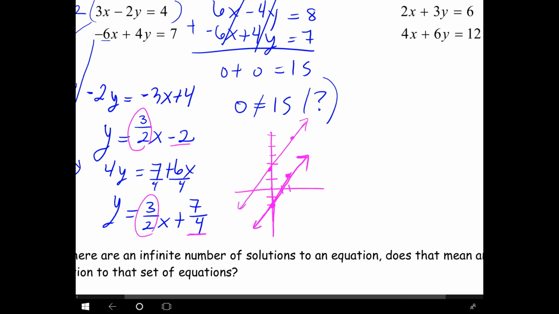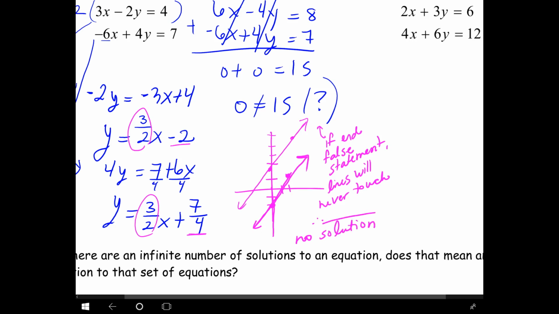So what does that mean? That means that these two lines will never touch. They have no solution. So if you end with a false statement, the lines, since we're working with linear equations, will never touch. Therefore, the answer is no solution, because there's no answer for x and y that satisfies both equations.